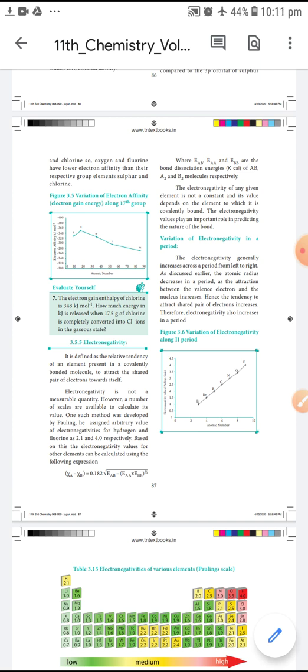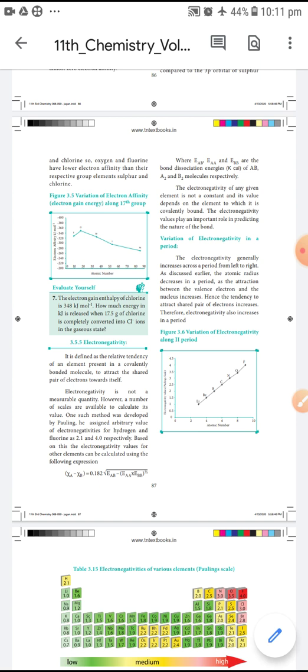Electronegativity is defined as the relative tendency of an element present in a covalently bonded molecule to attract the shared pair of electrons towards itself. That is called electronegativity. So electronegativity means a covalently bonded atom attracts the shared pair of electrons. The negatively charged electron pair is attracted.